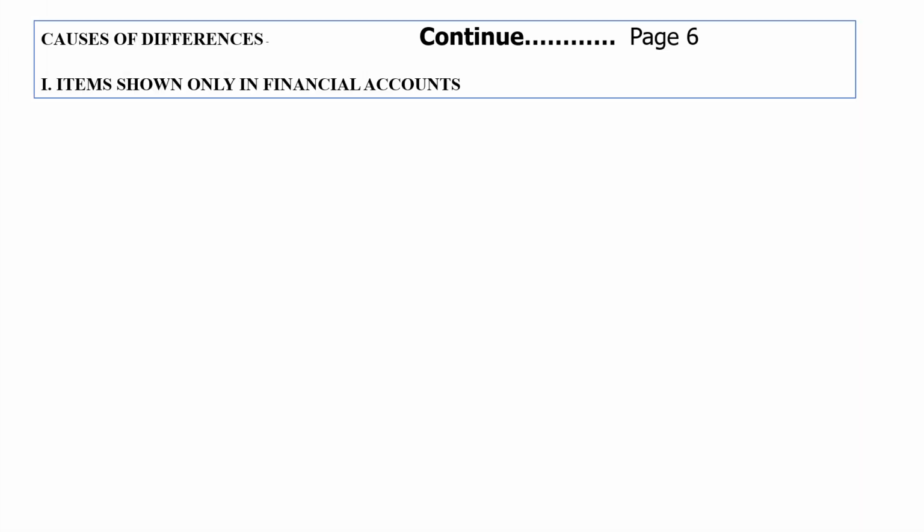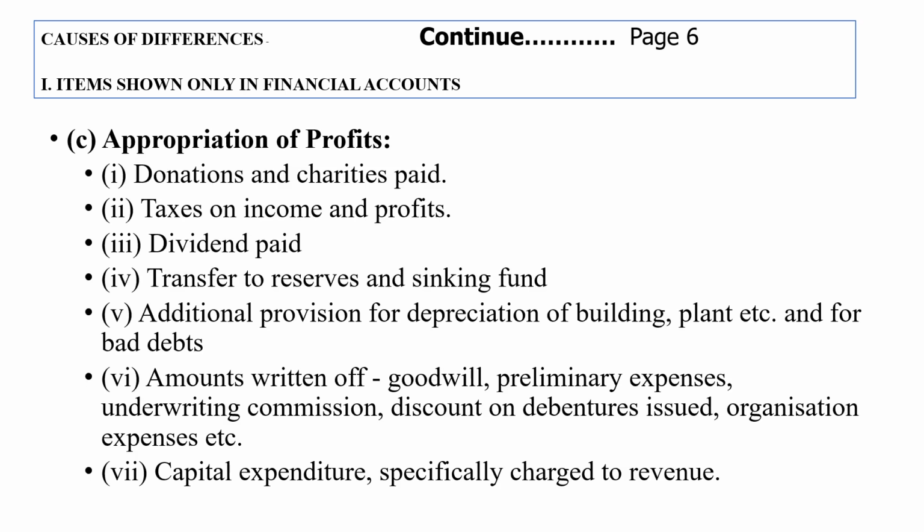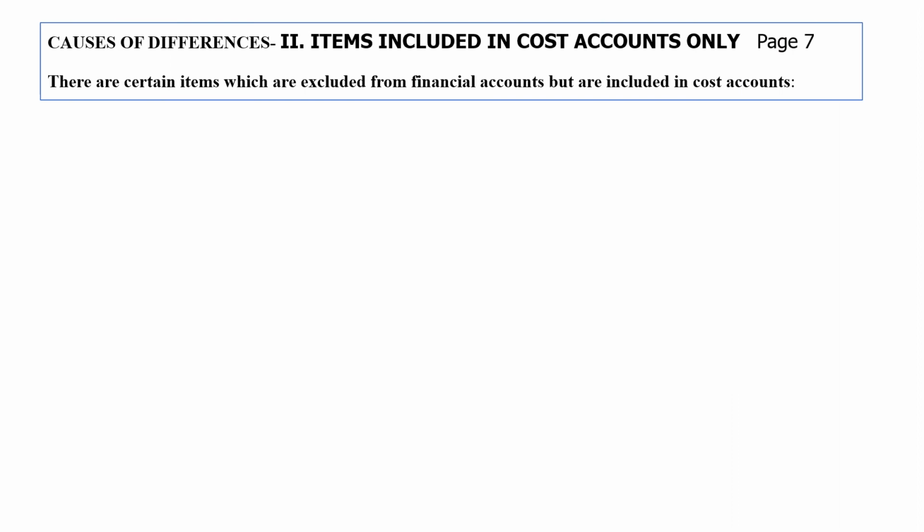Third point, items shown only in financial accounts is appropriation of profit. Examples: donations and charities paid, tax on income and profits, dividend paid, transfer to reserve fund, reserves and sinking fund, additional provision for depreciation, balance amounts written off of capital expenditure charged to P&L. These are the three under the first cause of difference.